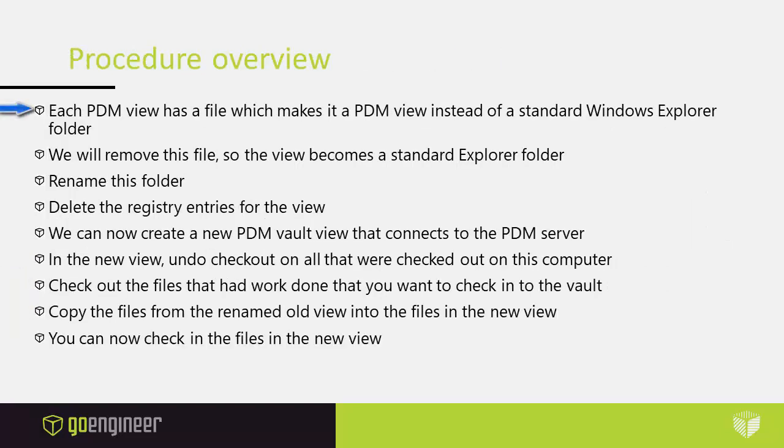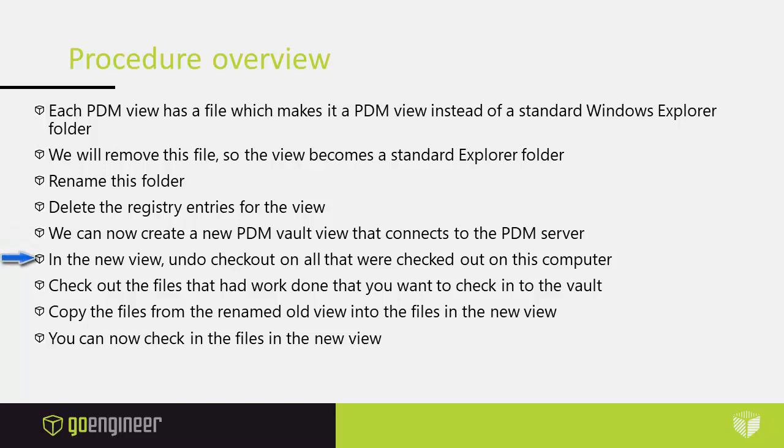So each PDM view has a file which makes it a PDM view instead of a standard Windows Explorer folder. We will remove this file so the view becomes a standard Explorer folder. Then we rename this folder, and we go to the registry and delete the entries for the view. And now we can create a new PDM vault view that connects to the PDM server.